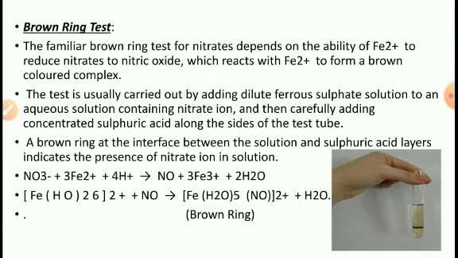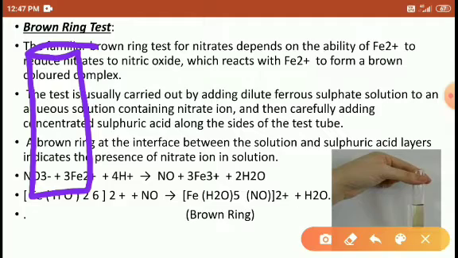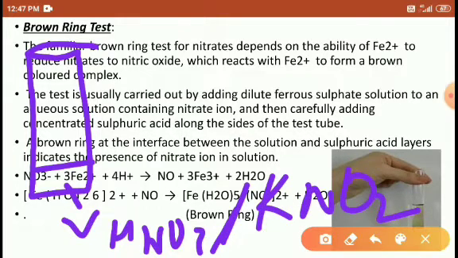This is the most important topic. The brown ring test is part of your syllabus, also the practical syllabus. If you want to know whether an unknown compound contains nitrate, NO2, NO3, and so on, we have to use a compound which contains NO2 or NO3. I am using HNO3 here, or you may use the KNO2 salt also, right?